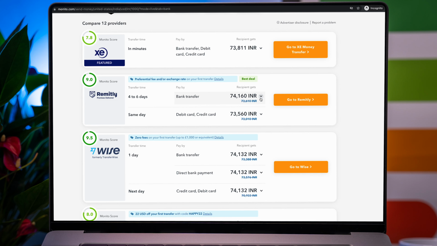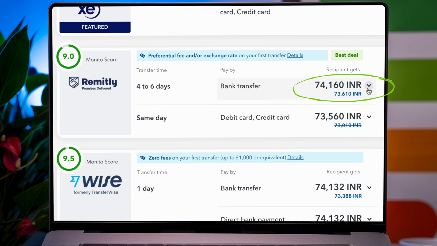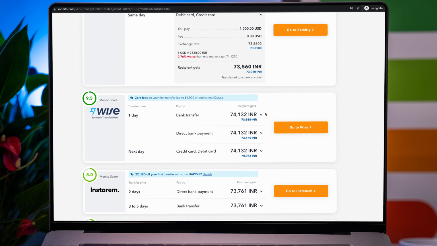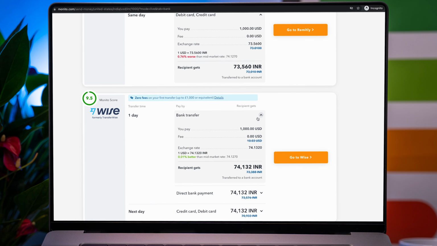So if we have a closer look at some of these results, we can see that Remitly is the cheapest provider and will mean my friend Samit receives 74,160 rupees. Although that's going to take like 4 to 6 days. So instead, I'm going to select Wise, as he'll still receive a similar amount, but it will only take 1 day. I should also mention that both Remitly and Wise are the cheapest because they're currently running promotions with Monito.